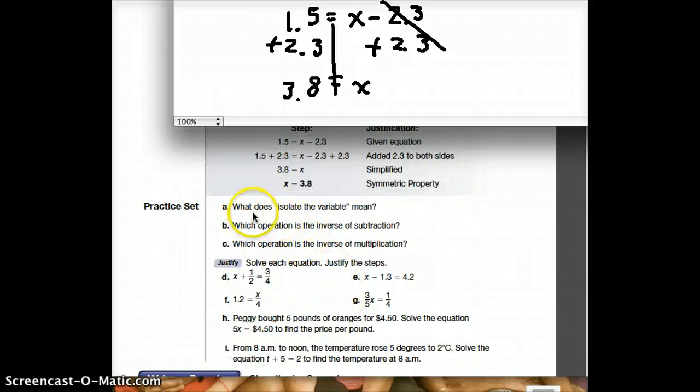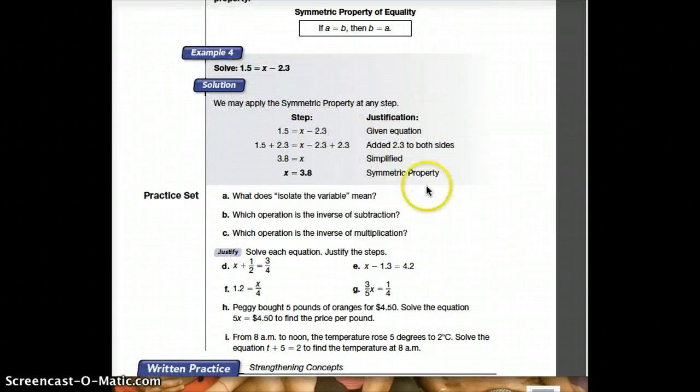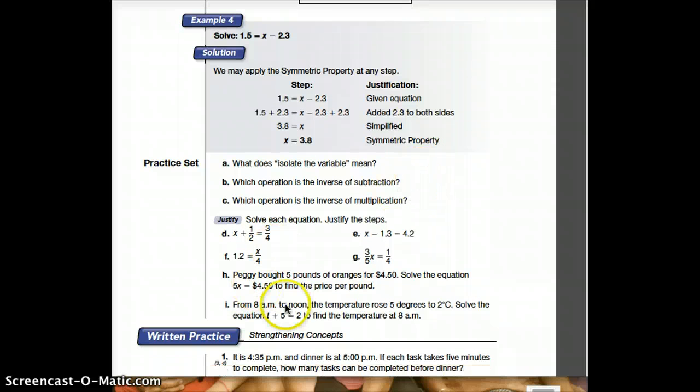You'll have to go back and look at some of the vocabulary for this chapter. It's asking you, what does isolate the variable mean? Okay, I'll give you a little hint. This variable is isolated. What operation is the inverse or the opposite of subtraction? What operation is the opposite or inverse of multiplication? And then you want to solve for the variable in these. Okay, good luck. You can work together with someone else, remember.